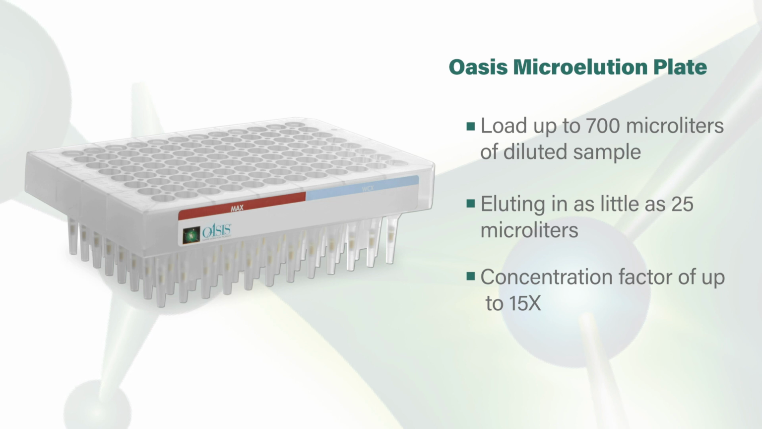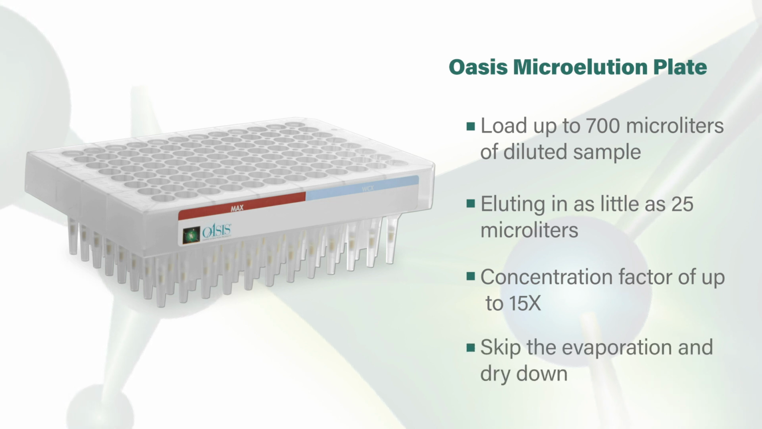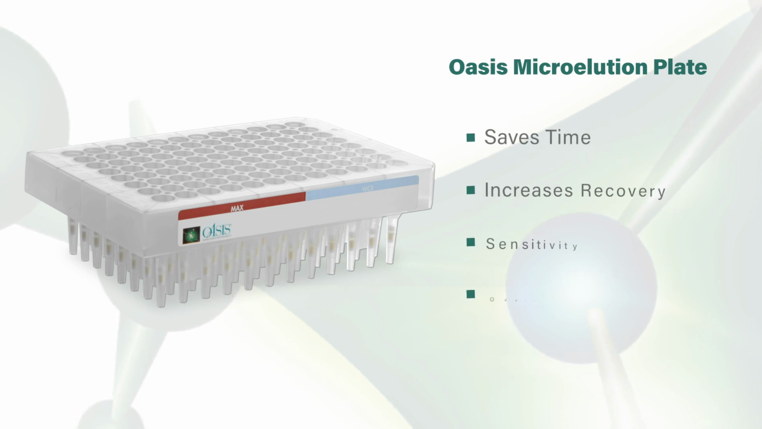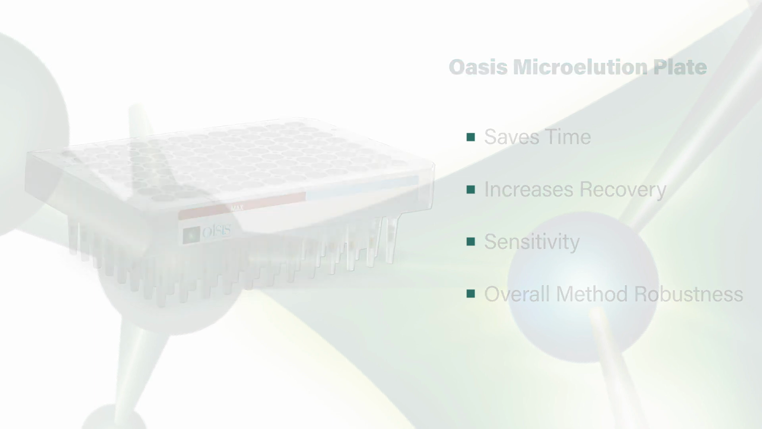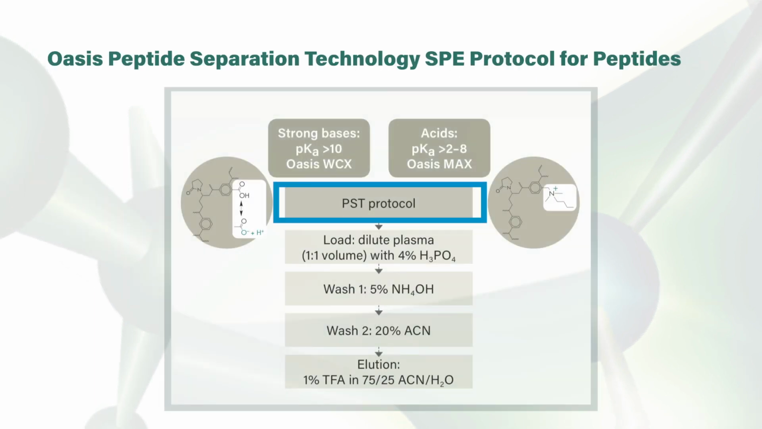Furthermore, the small elution volume provides the ability to skip the evaporation and dry down step after sample cleanup. You can simply dilute with water and inject into the LCMS. Many peptides are lost due to nonspecific binding, solubility, or degradation issues in the dry down and reconstitution steps. So the ability to skip that not only saves time, it increases recovery, sensitivity, and overall method robustness. Now let's take a look at the method itself.